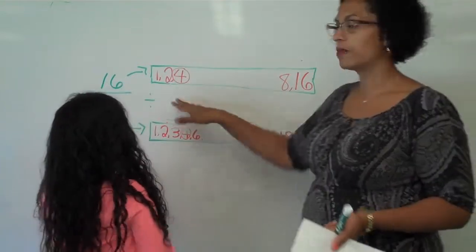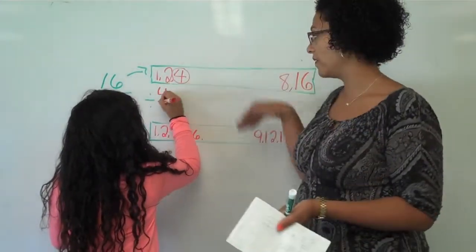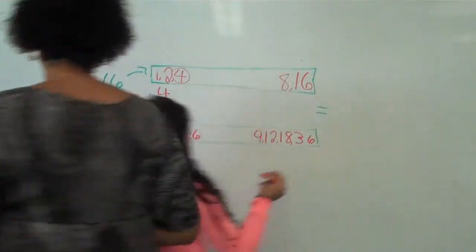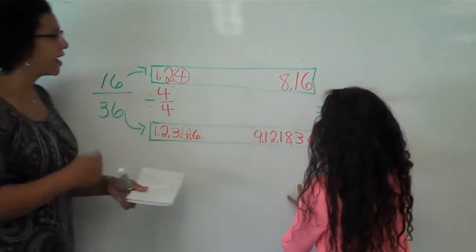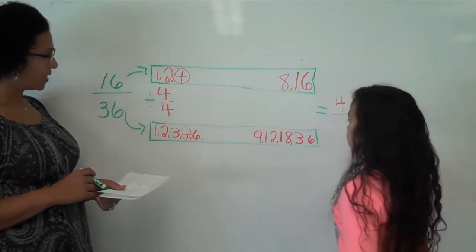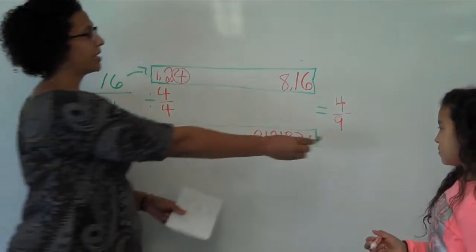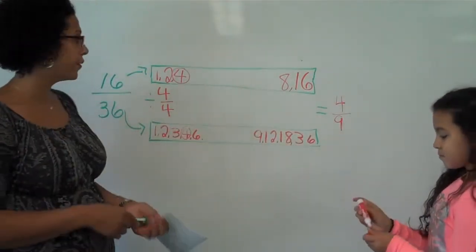So we're going to divide. We're on step number 4 now. We identified our greatest common factor. Step 4 is to divide. I'm going to switch spots so Emily can write down there. 16 divided by 4 is 4. And 36 divided by 4 is 9. So 16/36 simplifies to 4/9.